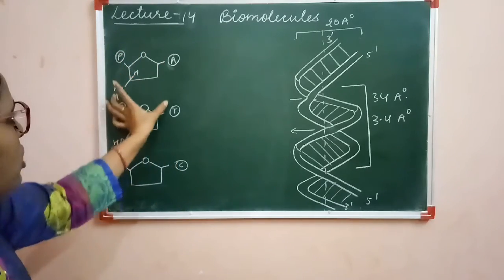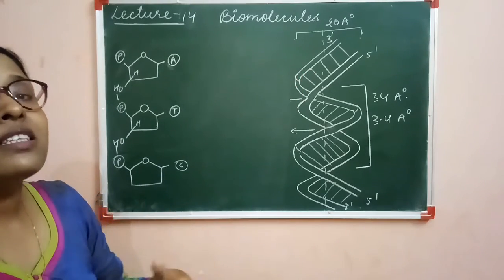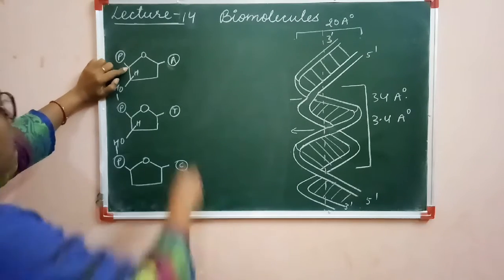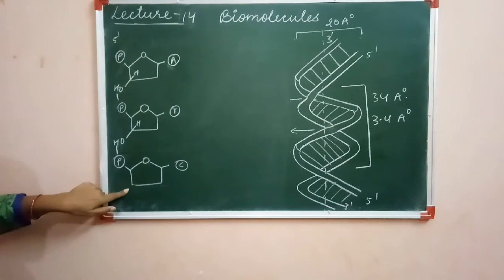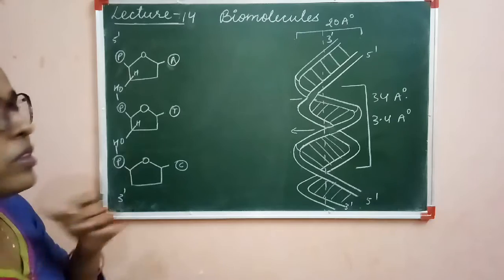This type of structure is present at the first strand. And on the second strand, here we are seeing that in case of the 5th carbon, the 5th carbon is free and here we see that the 3rd carbon is free. Clear? The 3rd carbon is free.